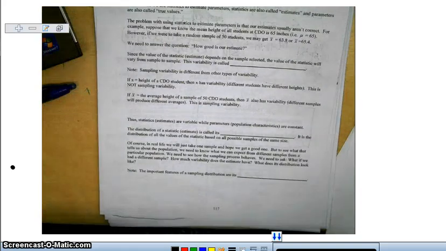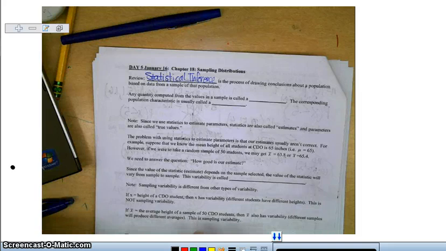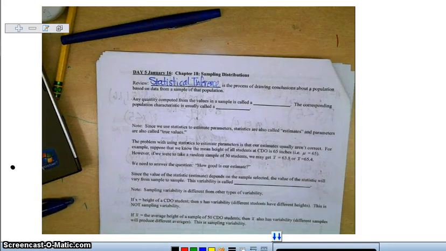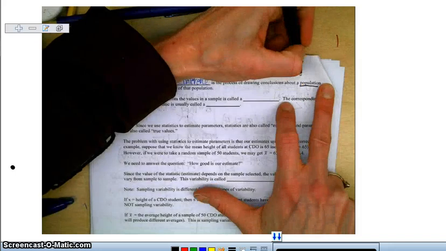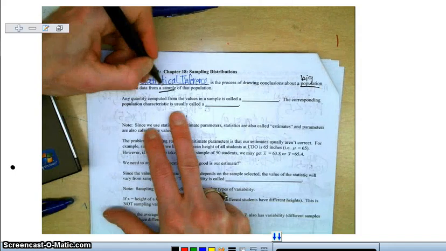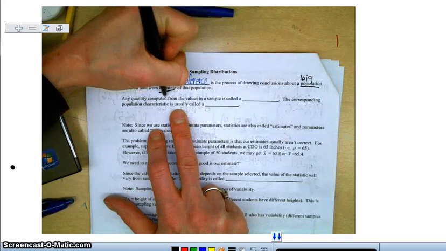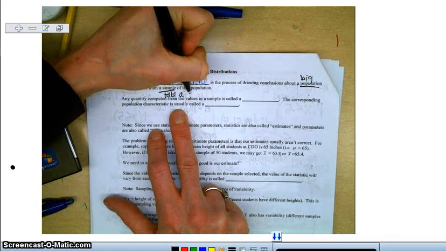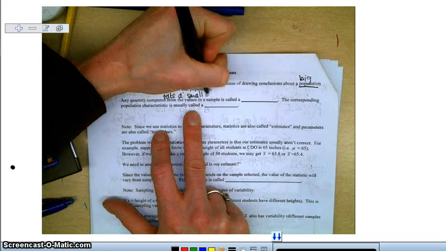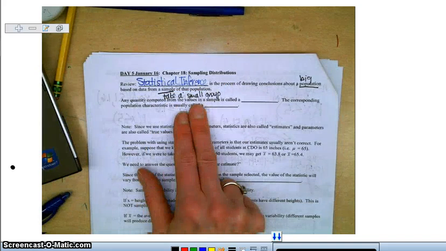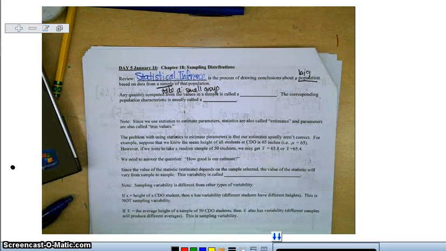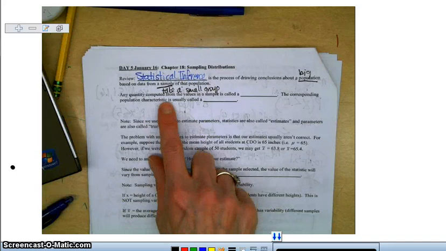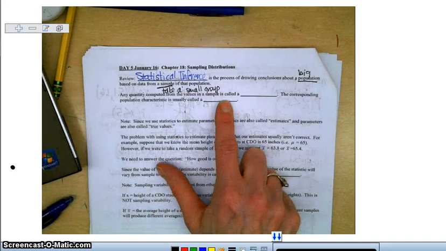Okay, so statistical inference is a process of drawing conclusions about a population based on data from a sample of that population. So we've got a big population, and we're going to draw a sample of that population. We're going to take a small group of people from our big population, and we're going to find out information about them. So any quantity computed from the values in a sample is called a statistic.